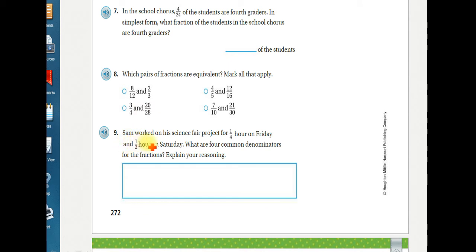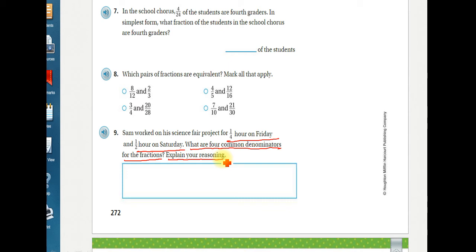Okay, number 9. Sam worked on his science fair project for 1/4 of an hour on Friday and 1/2 an hour on Saturday. What are 4 common denominators for the fractions? And then here's the kicker: explain your reasoning. Okay, so it doesn't want to know how long he practiced for.